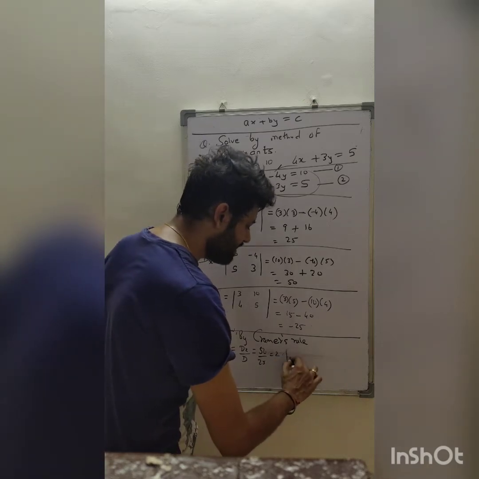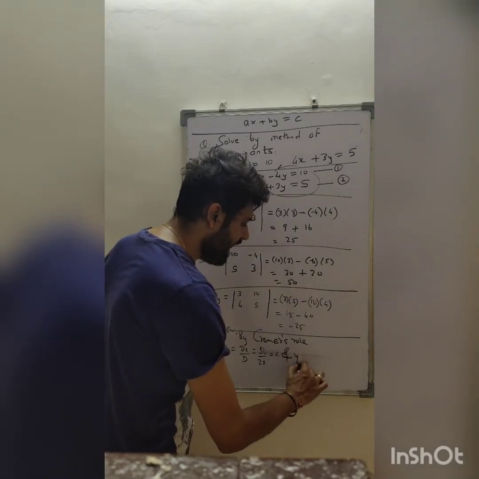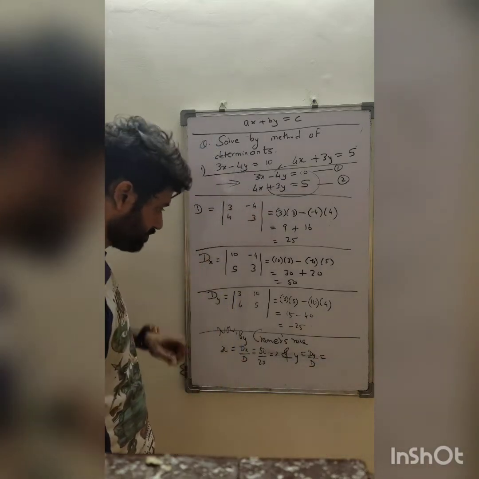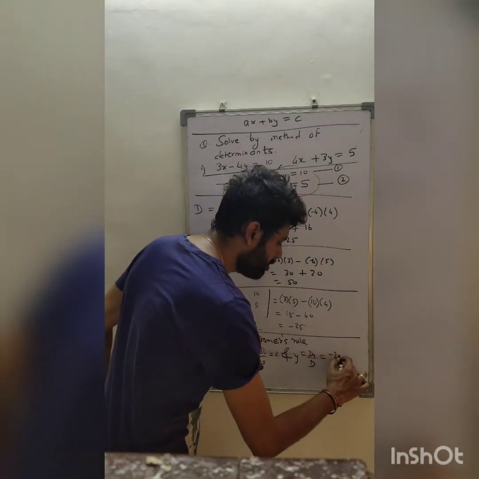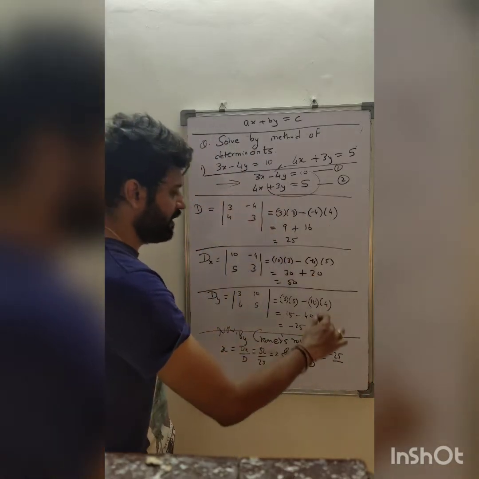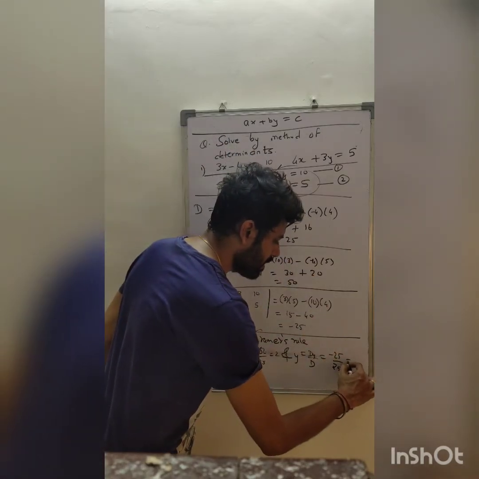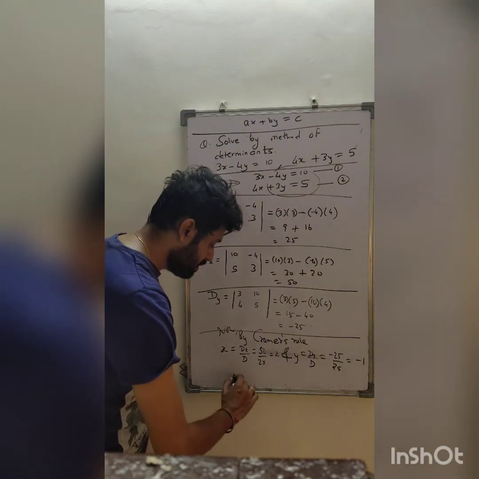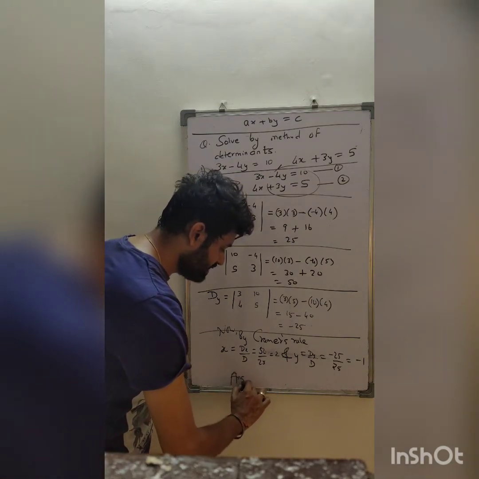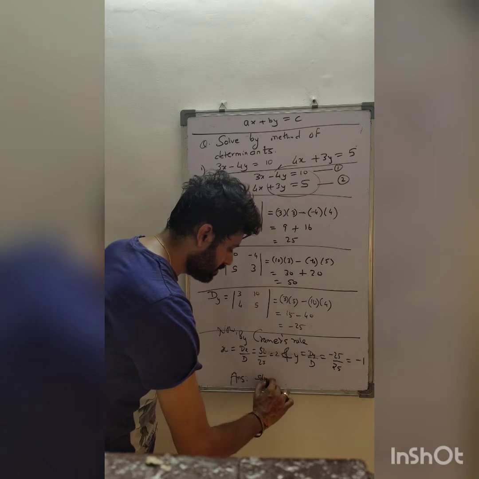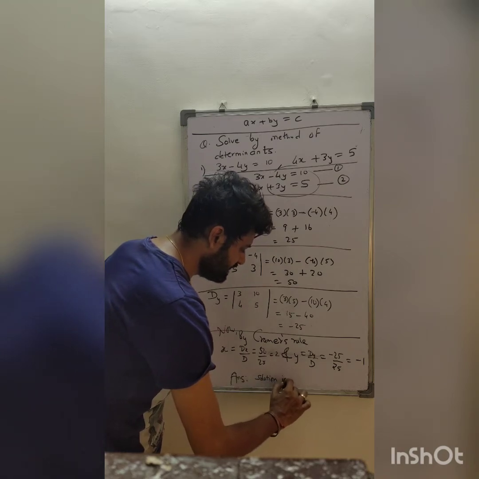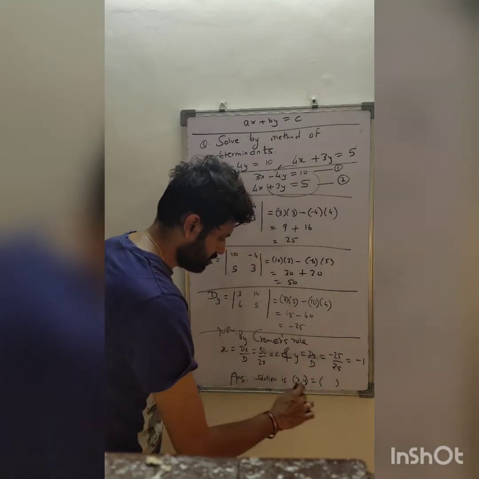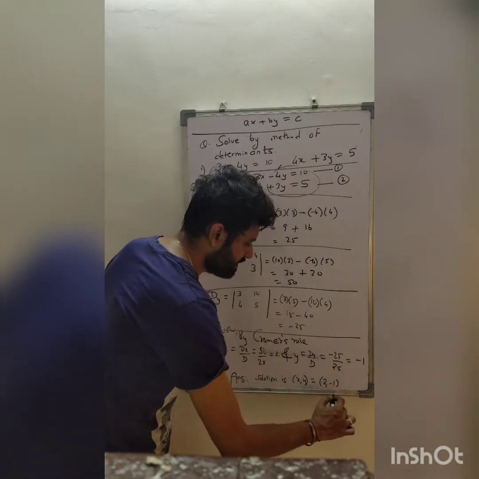And y is equal to Dy upon D. That is minus 25 upon 25. Answer is minus 1. Answer in statement: solution is x comma y is equal to 2 comma minus 1.